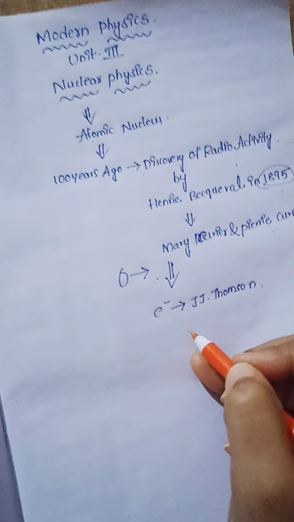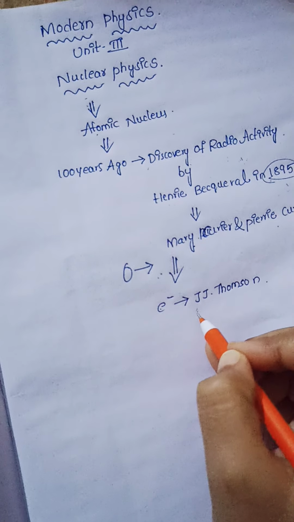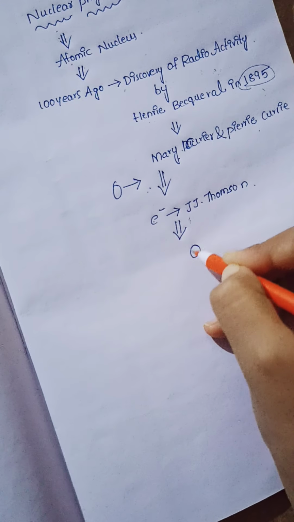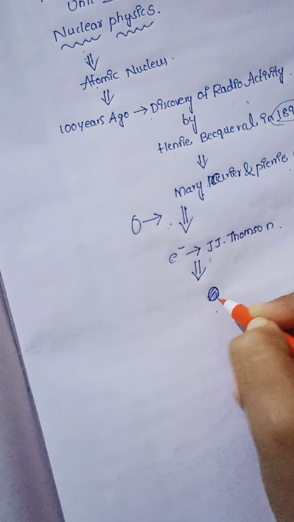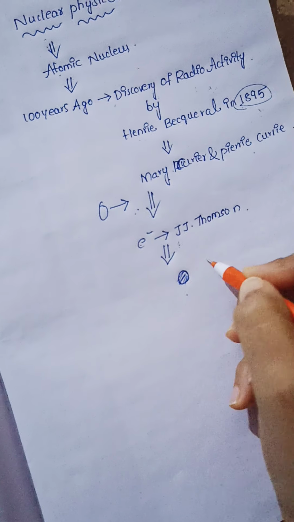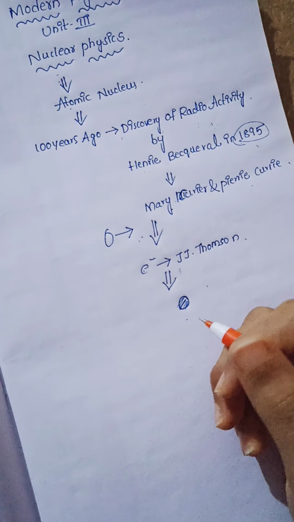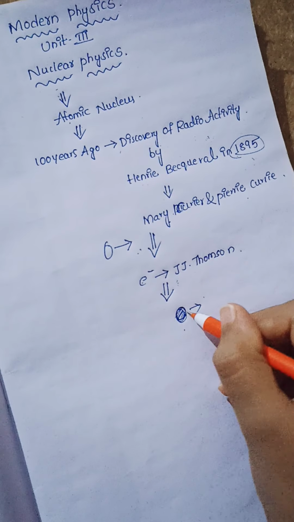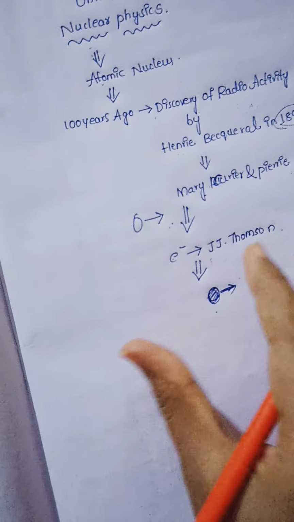Thomson's discovery of electrons reveals that the atom is made up of particles. After the discovery of the electron, it was decided that the atom is made up of particles like electrons and some kind of internal structure of its own.